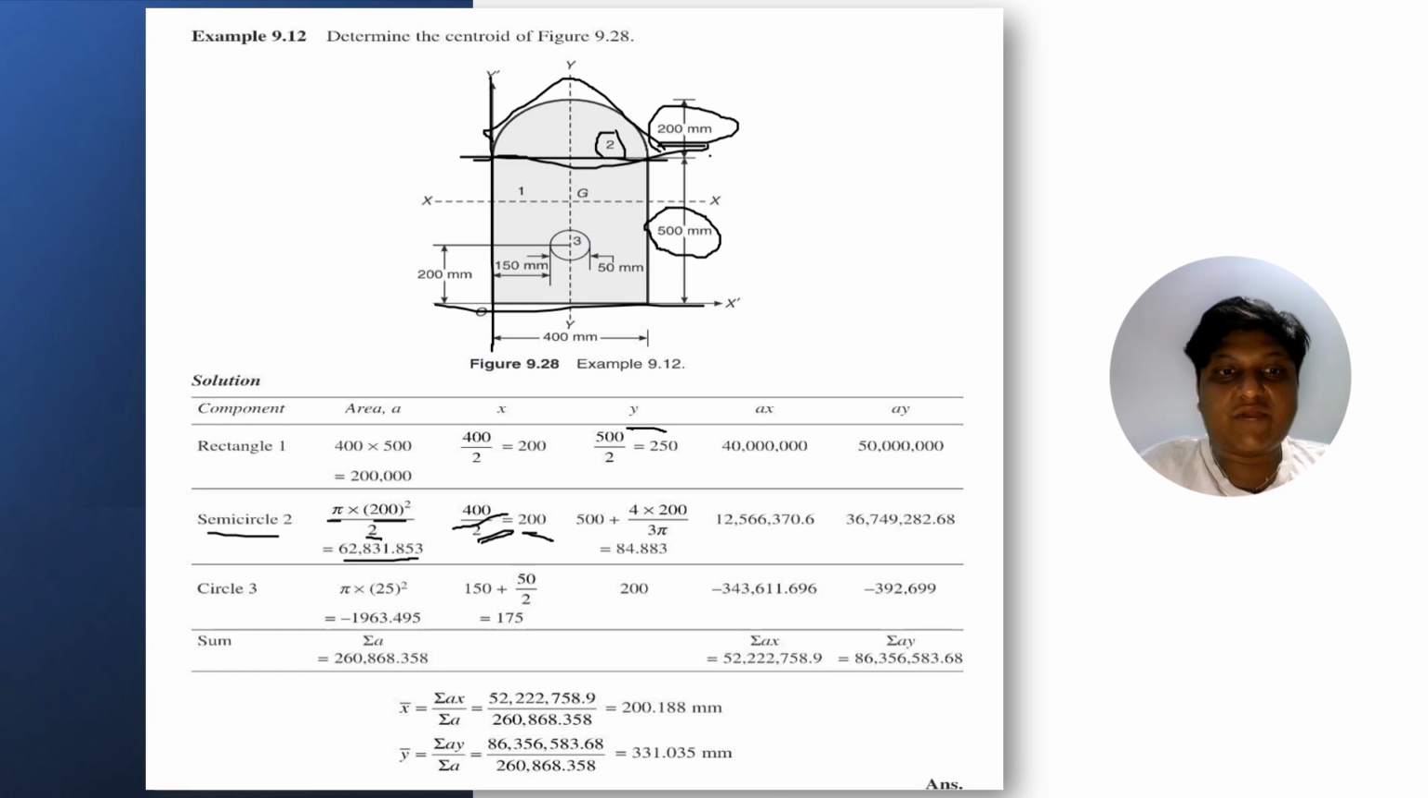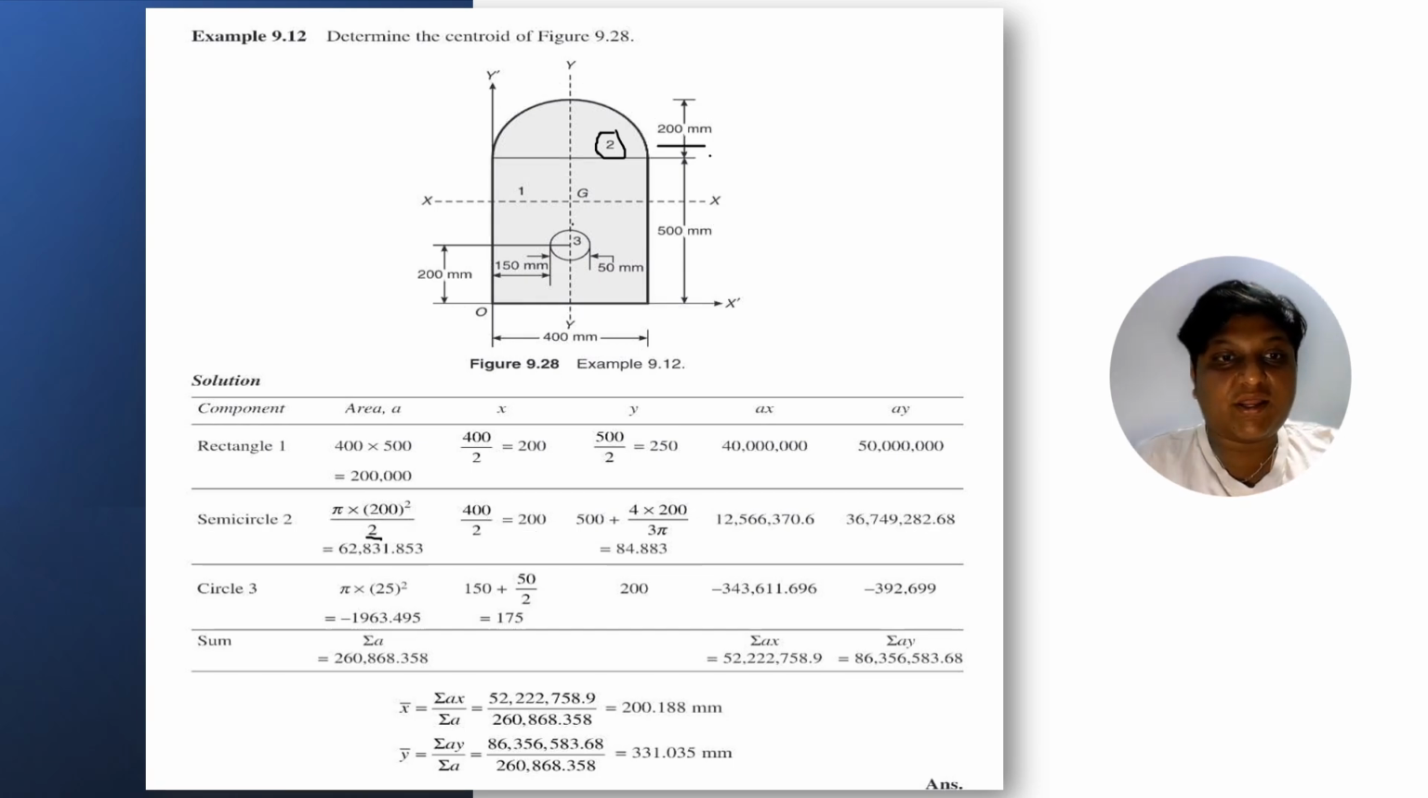So the equation becomes 500 plus 4 into 200 by 3 pi. The equation to find the centroidal distance for a semicircle is 4r by 3 pi. We saw it in the previous slide. So we know the r value: 4 into r, which is 200, divided by 3 into pi. When we do this in the calculator, we get this value. Then multiply the x values with the area and the y bar values with the area, and you get these two values. All right, now coming to the next figure.